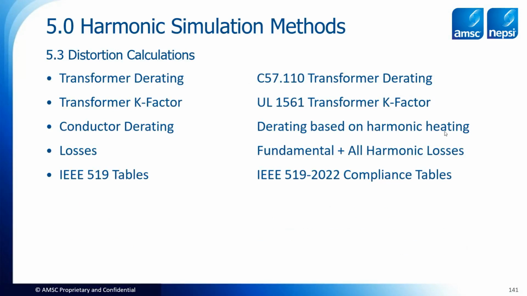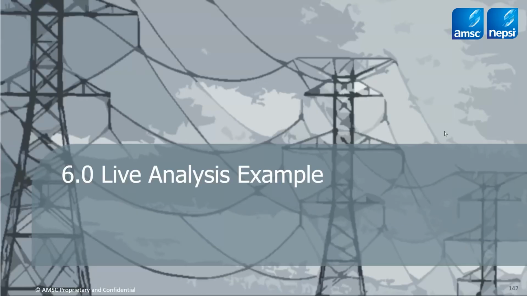Transformer derating per C57.110, transformer K factor from UL 1561, conductor derating based on harmonic heating, losses, which include fundamental and all harmonic losses, and IEEE 519 compliance checks. There's a bunch more that you could probably come up with, but these are a number of the key ones.